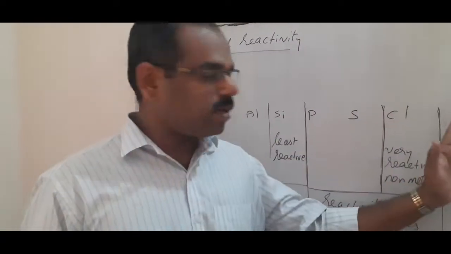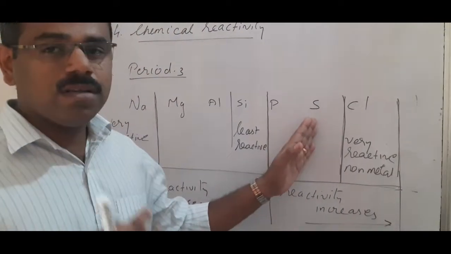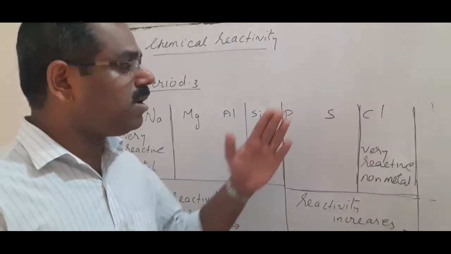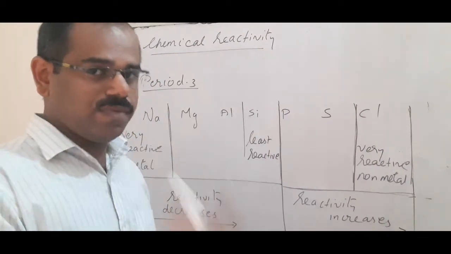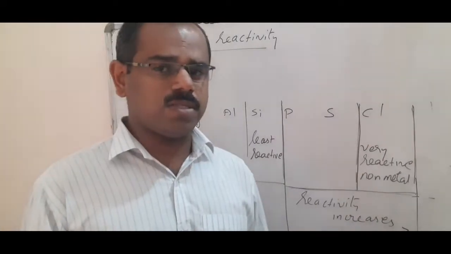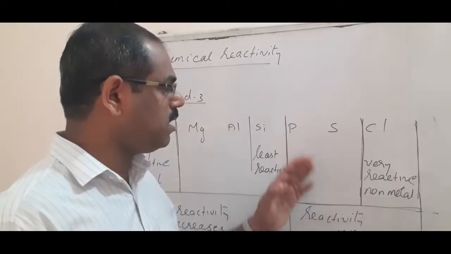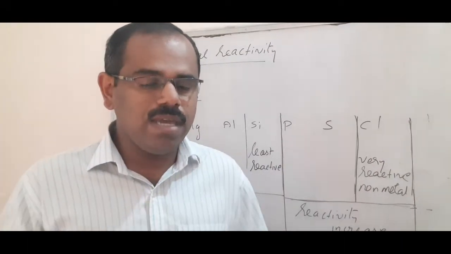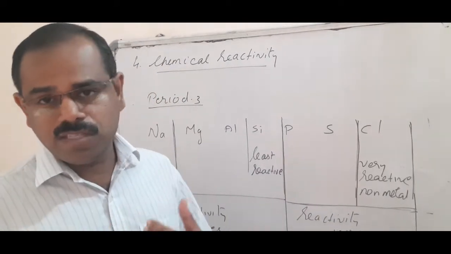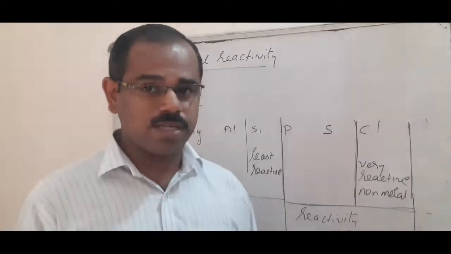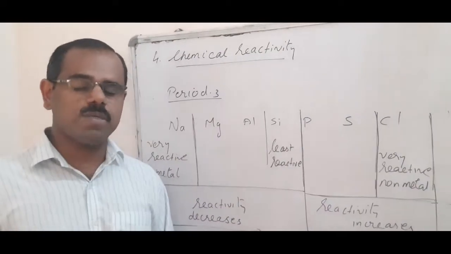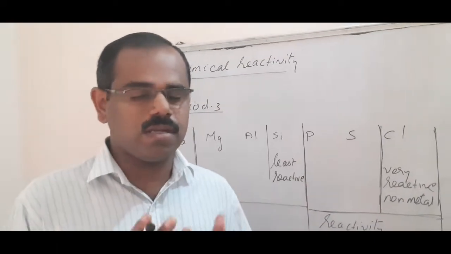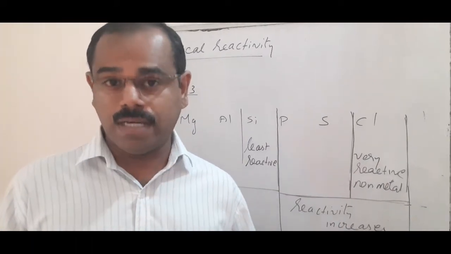Well, come to the 17th group. Sulfur gains 2 electrons, and chlorine gains 1 electron. But chlorine gains faster than sulfur. So who gains faster? Chlorine gains faster. So we would say chlorine is more reactive than phosphorus or sulfur. Left to right, the capacity of gaining increases, so it gains faster and we say it is more reactive. Sodium loses faster, so we would say sodium is more reactive. I already told you, reactivity depends on how fast an atom loses electrons or how fast an atom gains electrons.